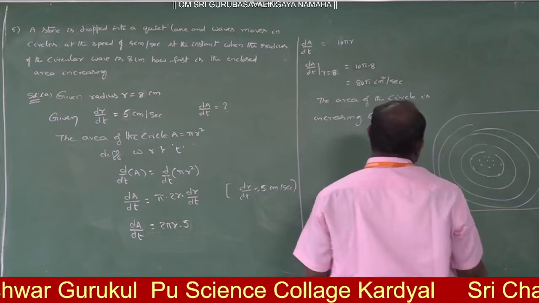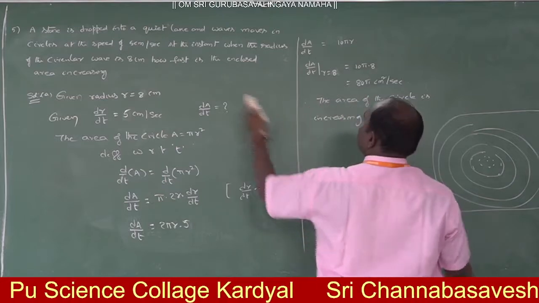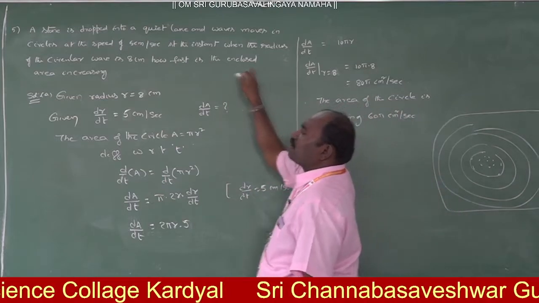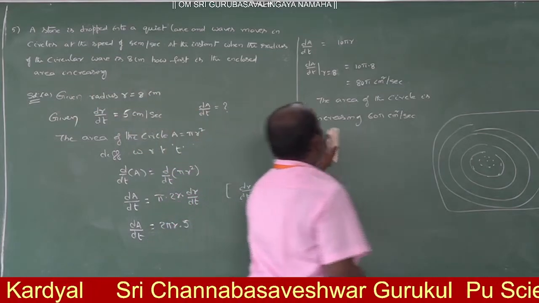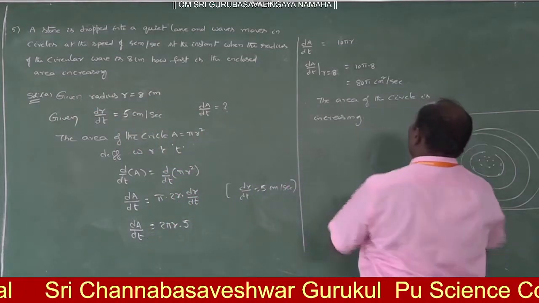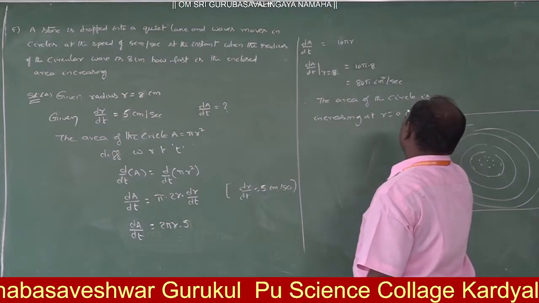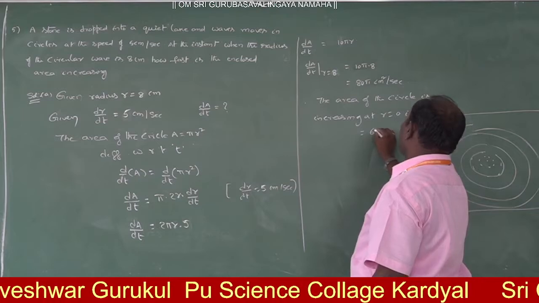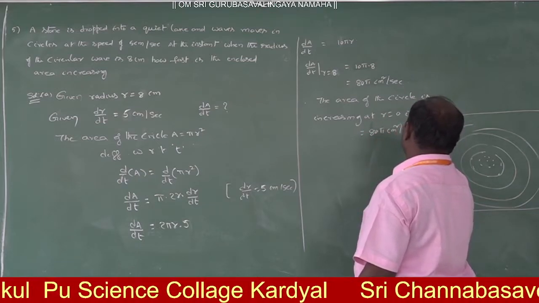The area of the circular waves, that means the area of the circle. How fast is the enclosed area increasing, hai na? So the area of the circle is increasing at r equal to 8 at 80 pi centimeter square per second.